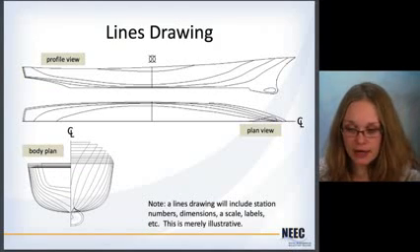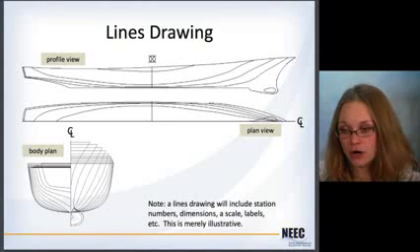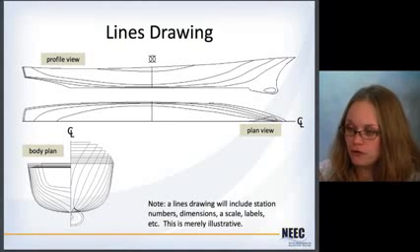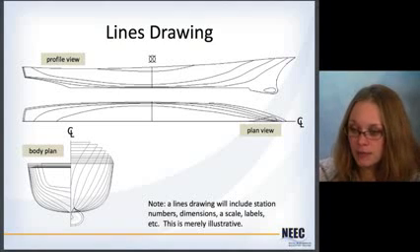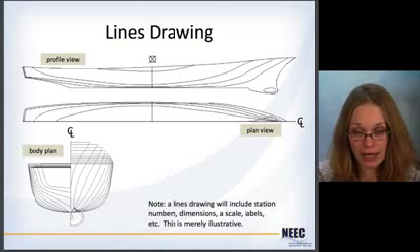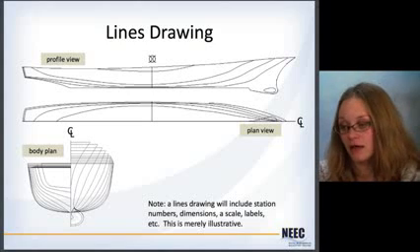You can take all of these lines, put them all together in something called a lines drawing. The profile view at the top shows the buttock lines, the plan view shows the water lines, and then the body plan shows the stations. Again, remembering that the body plan shows the stations that are forward of midships on the right and the stations that are aft of midships on the left.